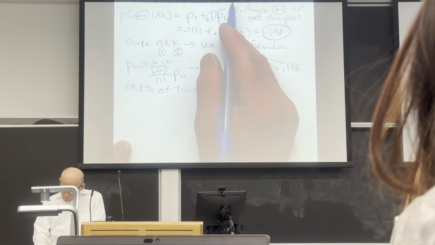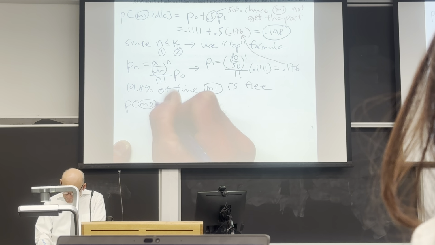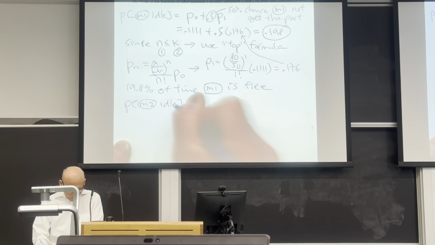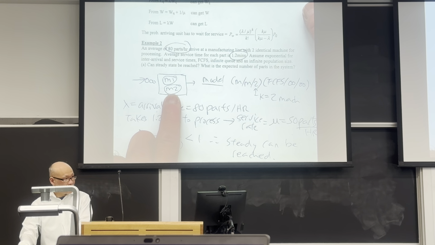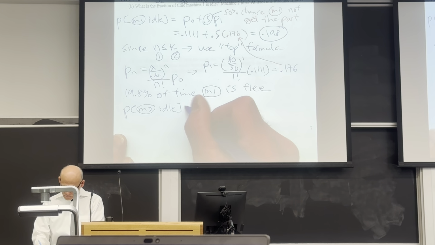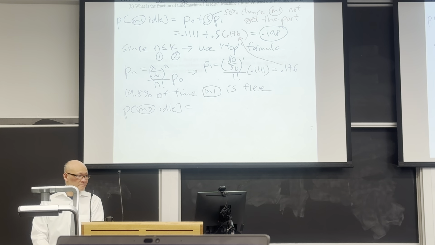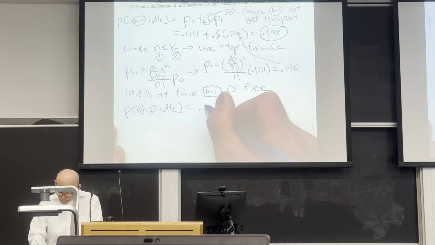Okay, it says, how about machine 2? What is the probability that machine 2 is free? Well, as you can see, we've got two machines here. So what is the probability that machine 2 is doing nothing? Well, what would be your guess? The probability that machine 2 is free? Same. What difference does it make, machine 1 or 2? So it will also be 0.198.